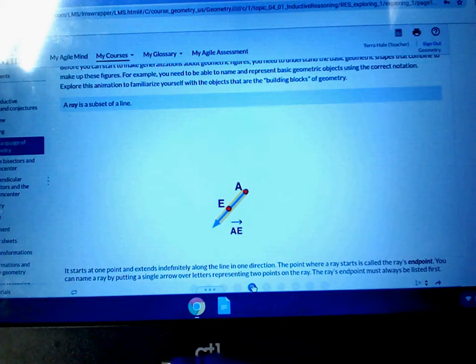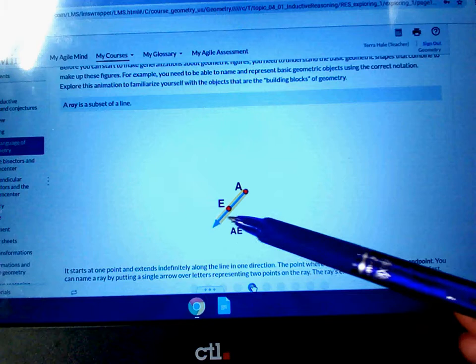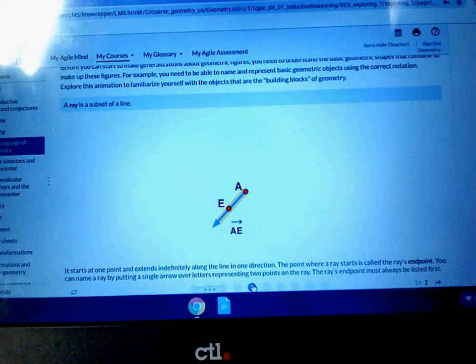But you have to start with the endpoint. Just like a line, you can't measure a ray because it's going forever in that direction. So it's not measurable. It has an infinite length to it.